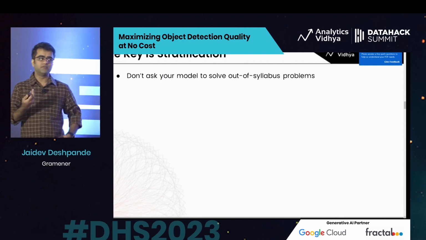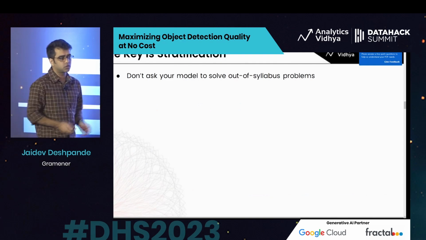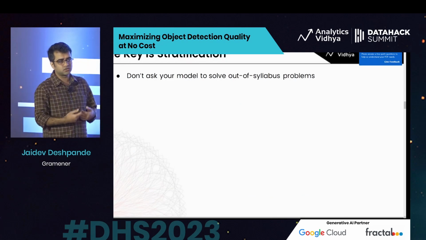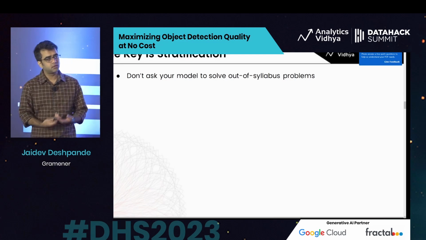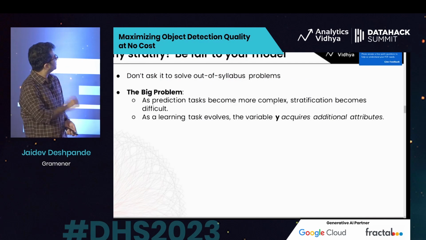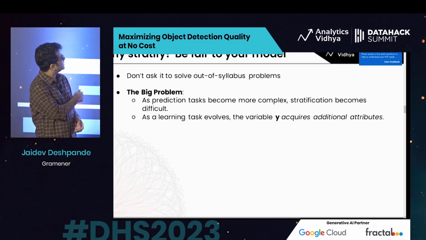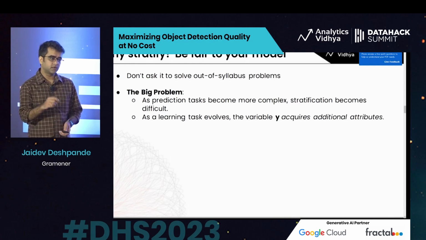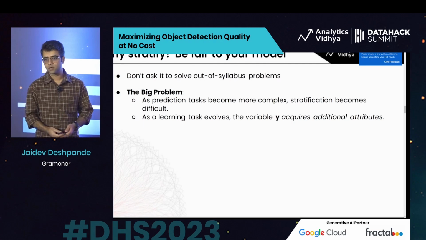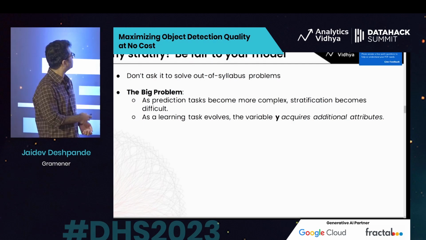We obviously know why we do it, because we don't want to ask our model out of syllabus questions. It has to have an idea. The data that is presented to it has to be representative, right? And the big problem, again, like I said, is that as the learning task evolves, the vector y acquires additional attributes, and therefore stratifying it becomes more and more difficult.